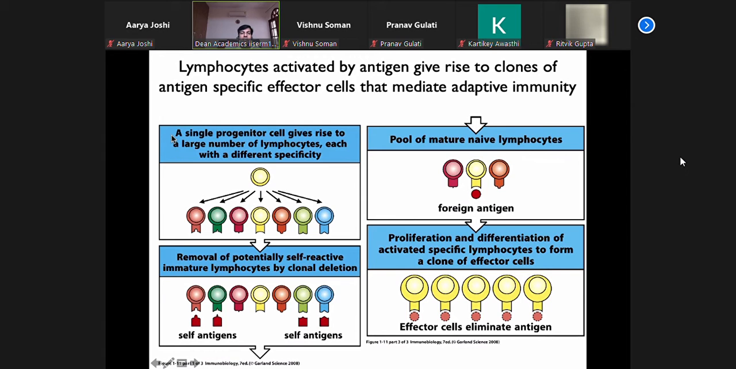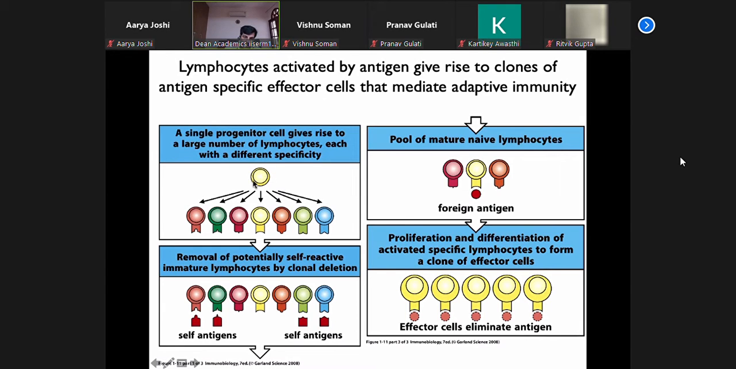So lymphocytes activated by antigen give rise to clones of antigen-specific effector cells that mediate adaptive immune responses. This actually is the essence of the theory. The name of the theory is clonal selection theory, right? So let's start from one. What is shown here in this panel is a single progenitor cell giving rise to a large number of lymphocytes, each with a different specificity.